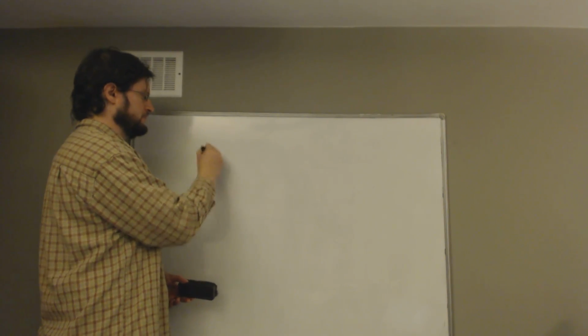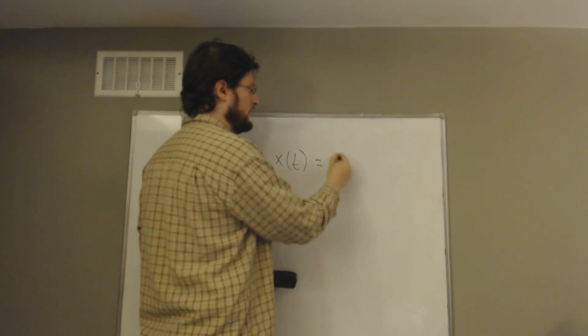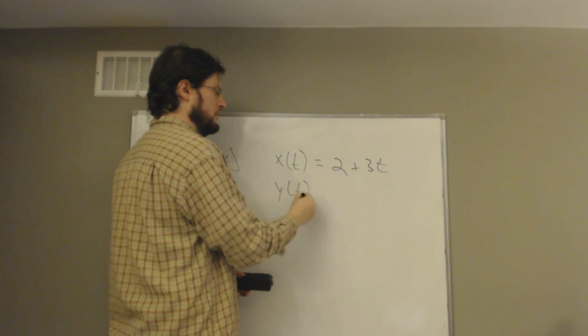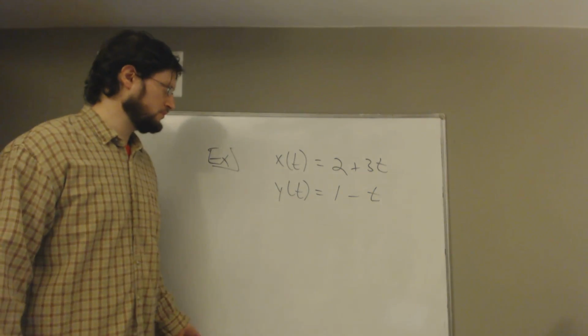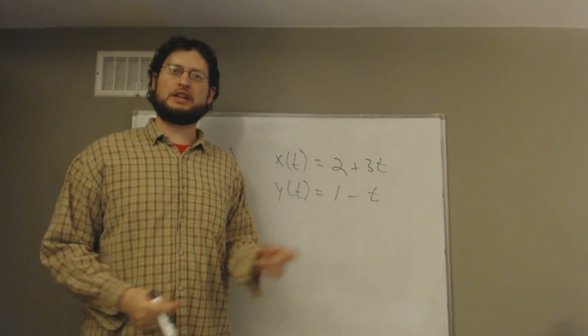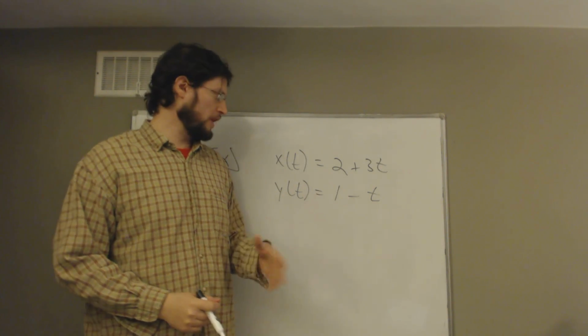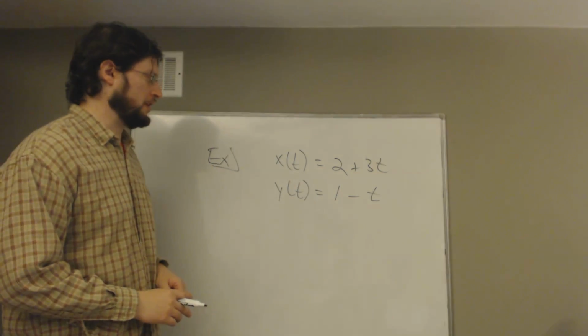Right, so let's look at this first one. Suppose that I have the parametric curve x of t is 2 plus 3t, and y of t is 1 minus t. So this is input time. It gets me an x coordinate and a y coordinate that depend on time. As time changes, my point changes, so I'm describing a path through space.